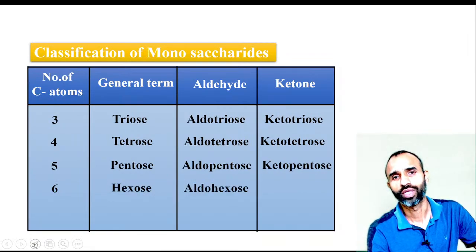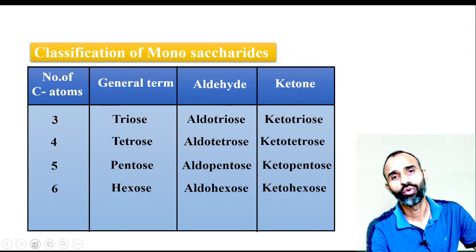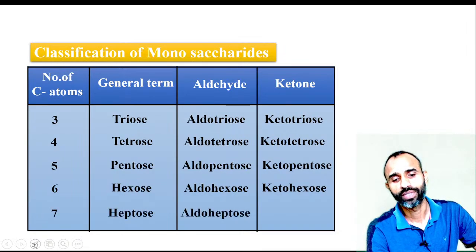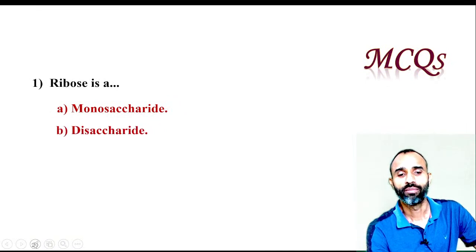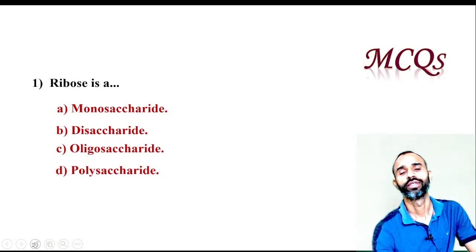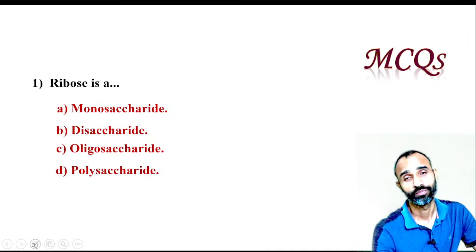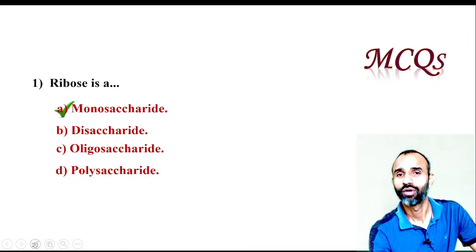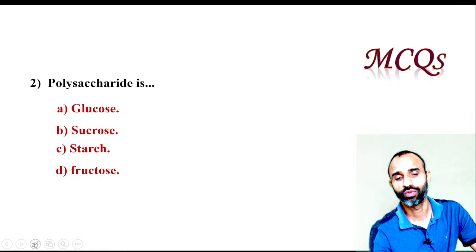Hexose, they are aldohexose and ketohexose. So they are the most common. Aldohexose is glucose and ketohexose is fructose. There is also heptose, aldo or keto. Ribose, is it a monosaccharide, disaccharide, or polysaccharide? Obviously it is a monosaccharide. Polysaccharides, out of them, which one is a polysaccharide?